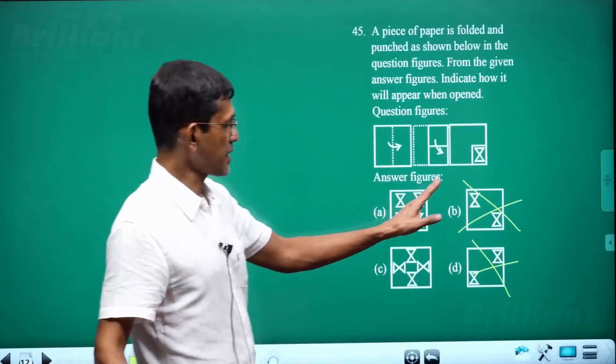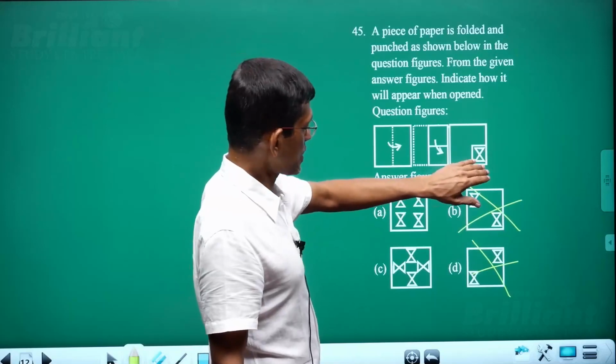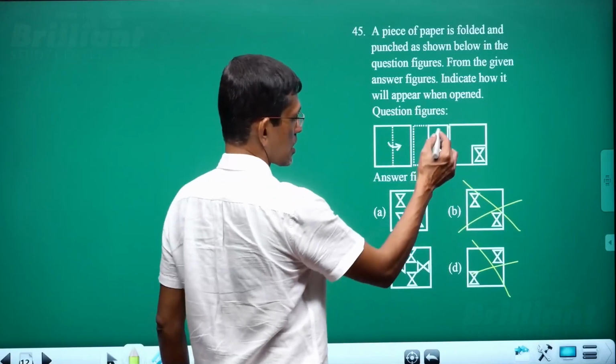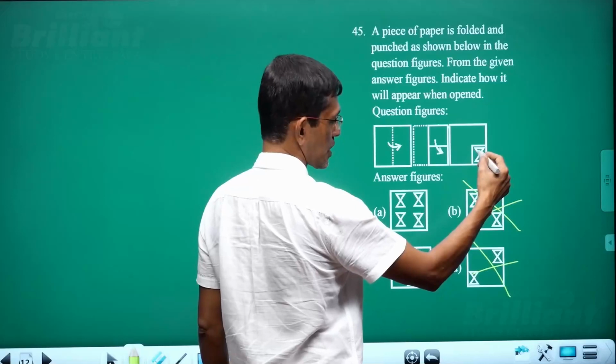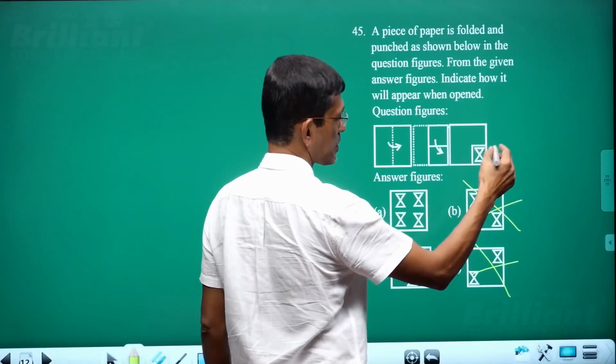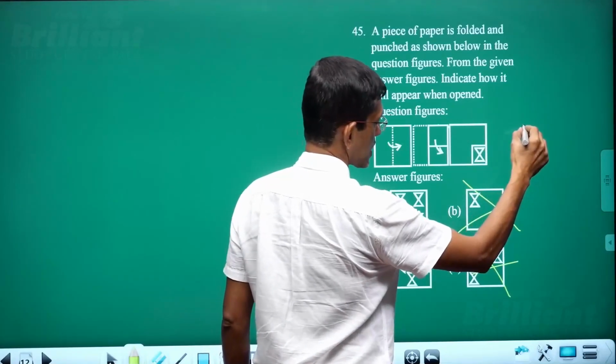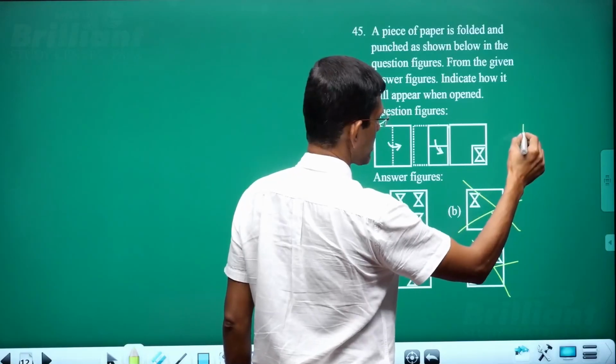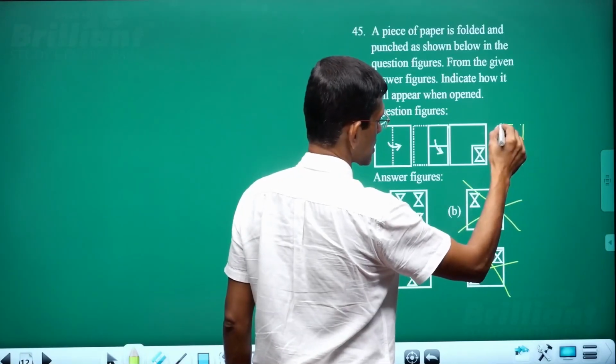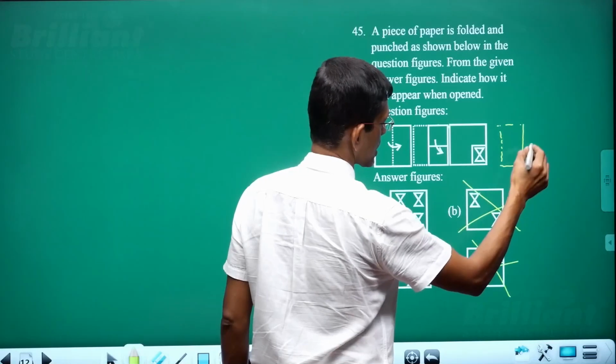So if it is opened towards this way, this is how it is folded. After making a hole, if it is opened, possibly, if only half of it is opened, probably you can see this spot. I'm just showing it for your convenience.